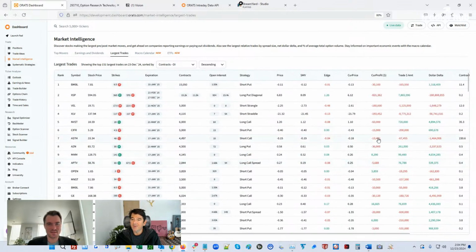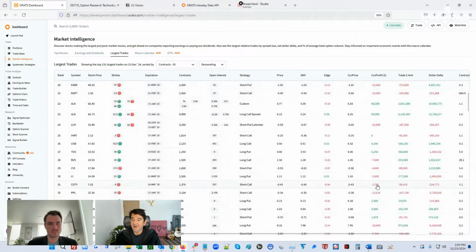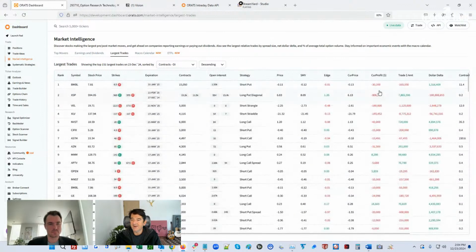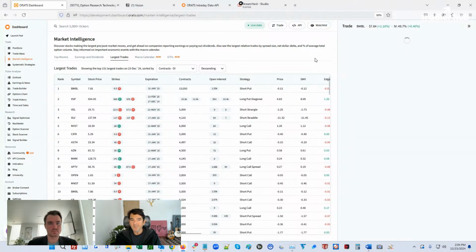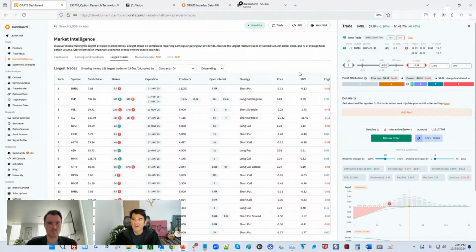Often they'll pay through the SMV price. So they'll have to give something up in order to get that. So that's an interesting sign. You're right. So let's click on this, and that'll pull up the trade, so we can analyze the trade in our trade and analysis tool.